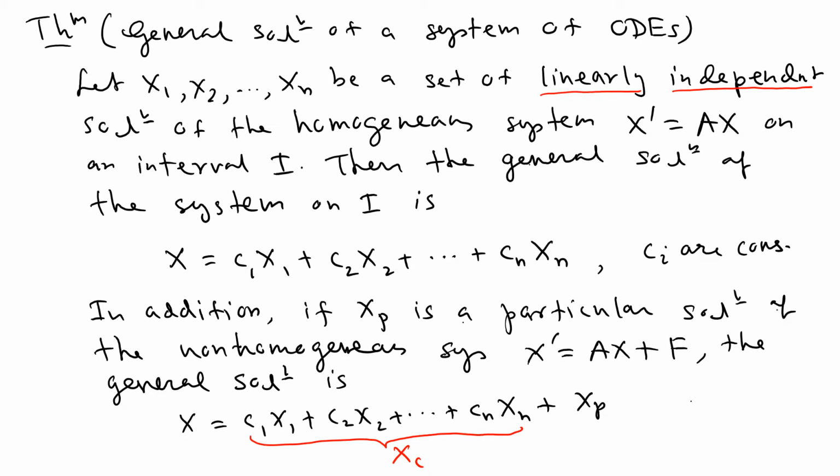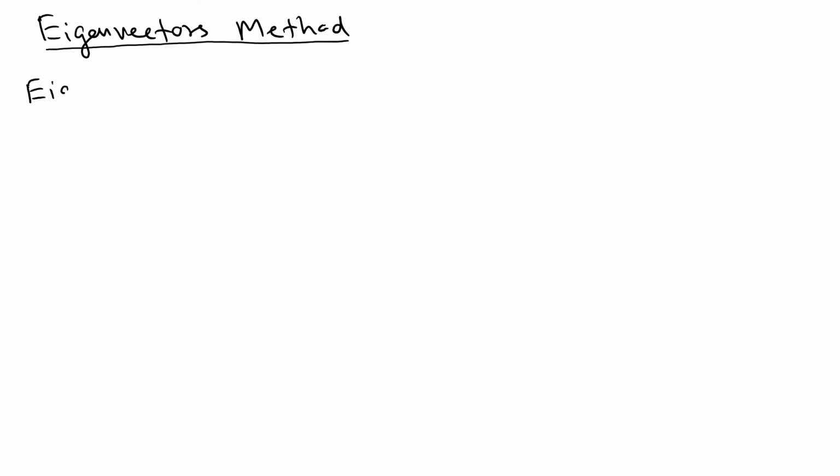So now let's talk about what we have been waiting for, the eigenvector method. So let's talk about the eigenvector method to solve a system of ODEs. So before we talk about the eigenvectors method, we want to talk about what we mean by eigenvalues and eigenvectors. So let's write that first. So eigenvalues and eigenvectors.